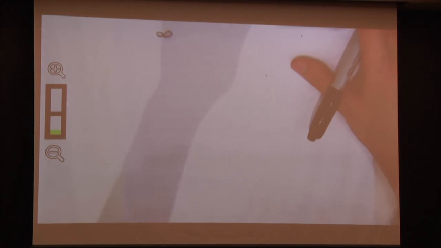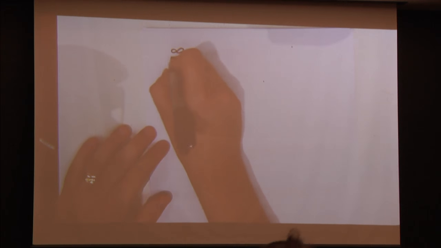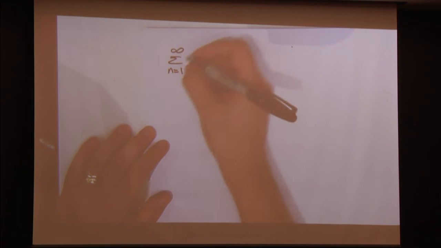So, let's do that. And let's zoom out the other way. Okay. Is it fuzzy? Okay.